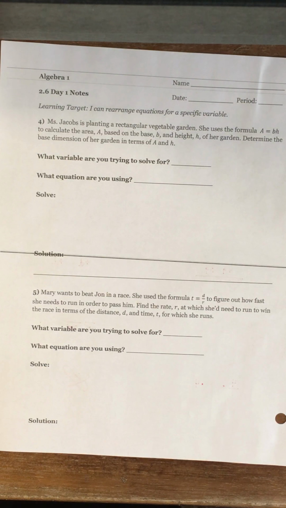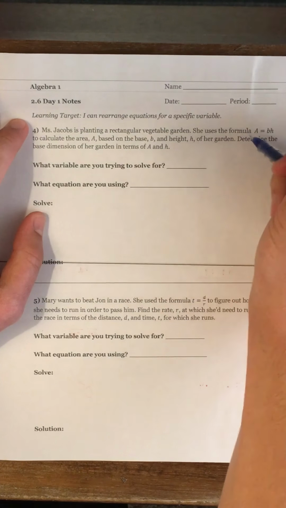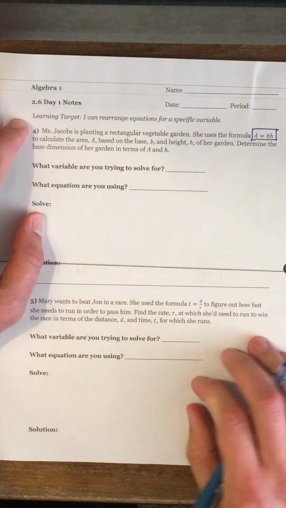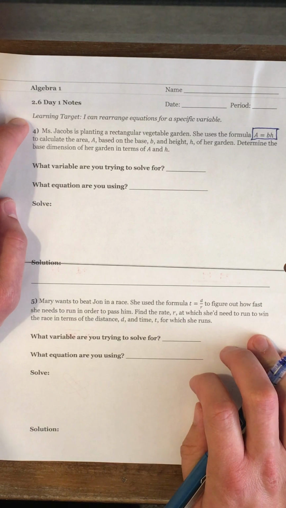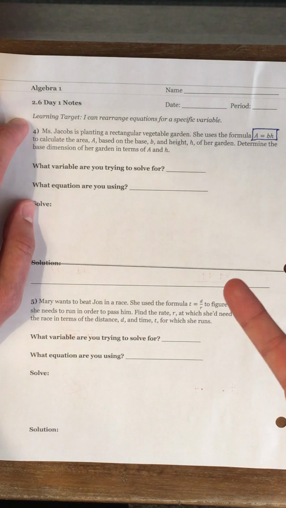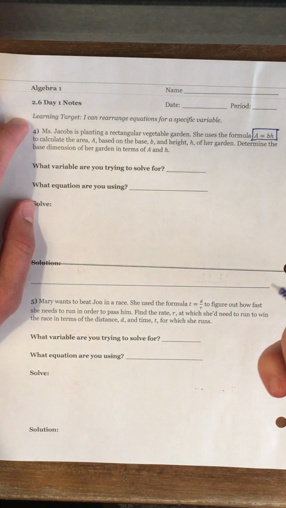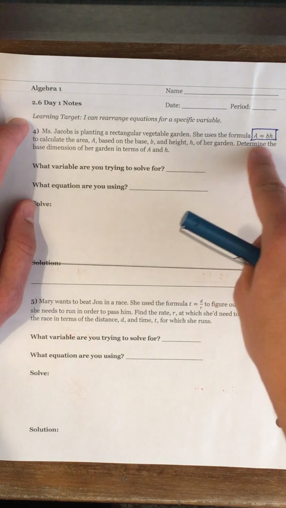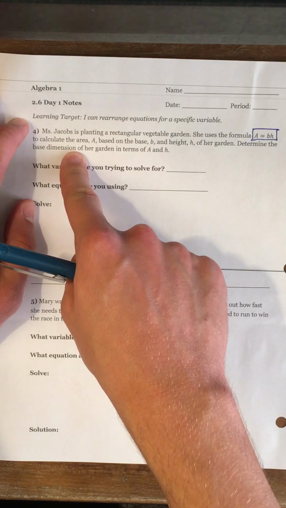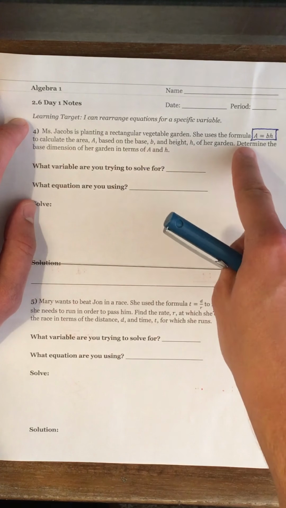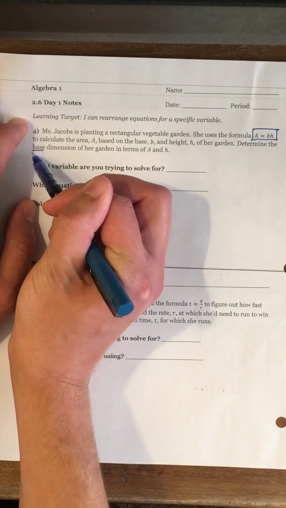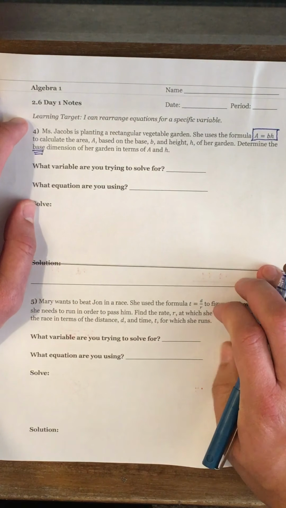So let me try to use colors here. We're given this equation. A equals BH. And then the other thing that you really have to know is, okay, what variable do they want you to be solving for? What variable do they want alone? And that's usually in the last sentence. And here it says in the last sentence, determine the base dimension of her garden in terms of A and H. So we're looking for, okay, let's get this equation in terms of the base. Determine the base. So those are the two important things.